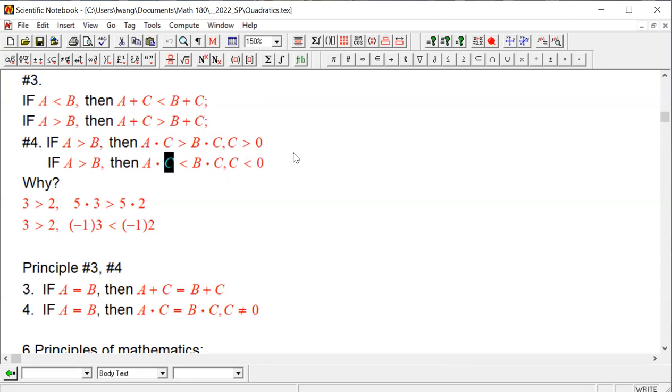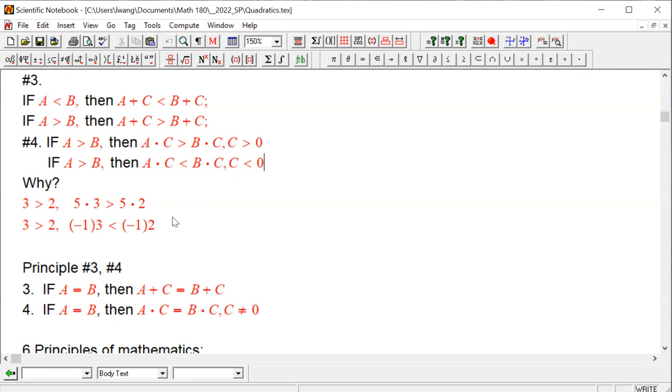What happens is that if you have multiplication, if you multiply by C, we will have some nuances here. If we multiply by a positive, so if A is larger than B and we multiply by C on both sides, and C is positive, there's no change. However, if we multiply by a negative, if A is larger than B, that would turn into A times C less than B times C.